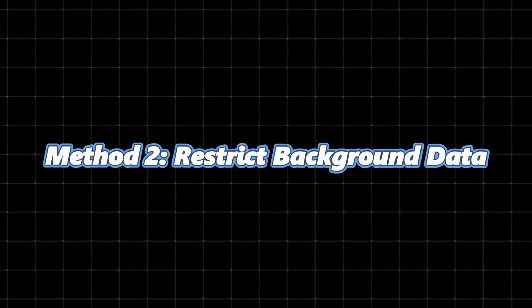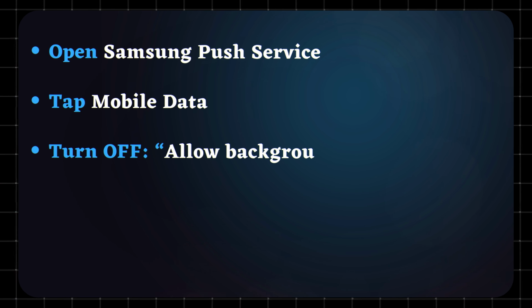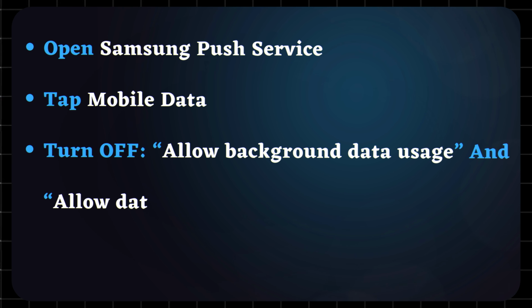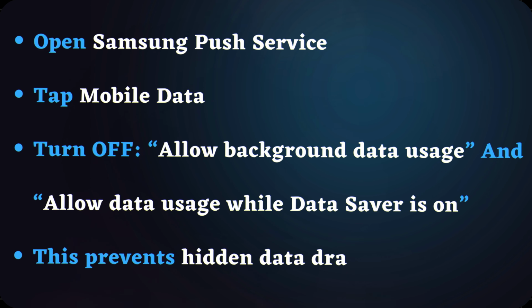Method 2. Restrict background data. Open Samsung Push Service, tap Mobile Data. Turn off. Allow background data usage and allow data usage while data saver is on. This prevents hidden data drain.